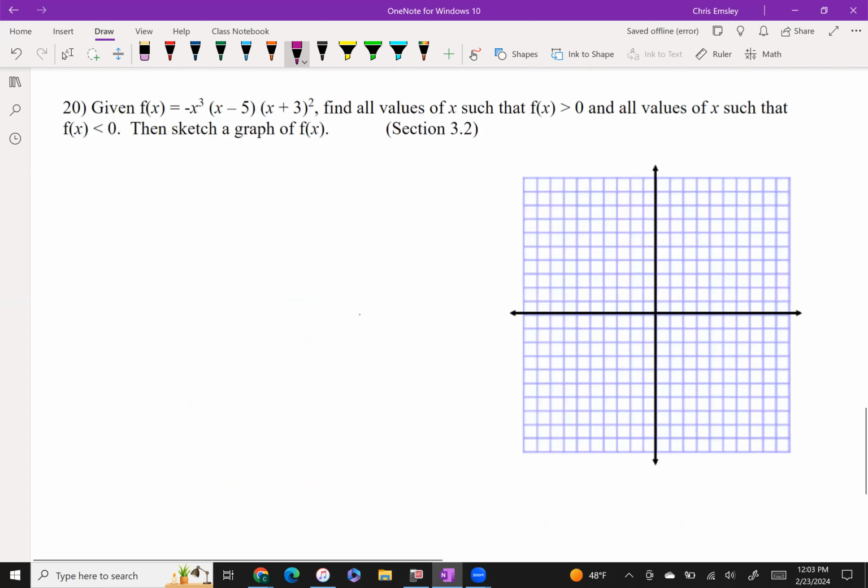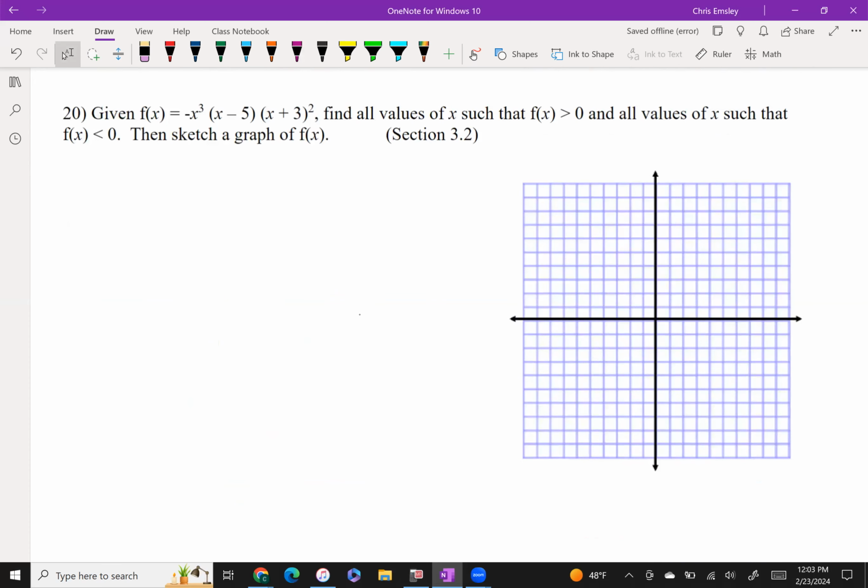And number 20, exact same directions as number 19. Our polynomial is just in a little bit different form. So we're still going to follow the same procedures, but we'll talk through it. It'll be just a little bit different. Again, we want to do that leading coefficient test. So we're looking for the degree and the sign of our leading term.